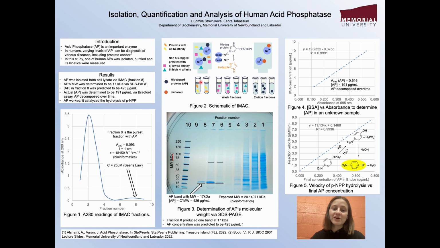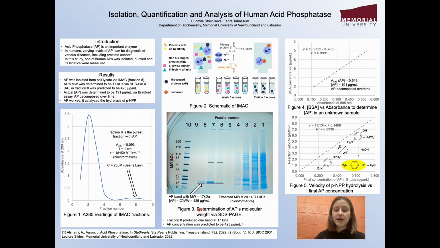We then performed something that's called SDS-PAGE, or just gel electrophoresis, and the principle of it is we loaded all of our different fractions, and all the different proteins in those fractions separated based on their molecular weight. And we also have this molecular weight marker that we loaded to determine all the different molecular weights produced. So this basically confirmed that fraction 8 does indeed have our acid phosphatase, and it's the purest fraction because it only has one band. And we also determined that the molecular weight of our acid phosphatase is 17 kilodaltons, which is pretty close to 20 kilodaltons that we were expecting, and we got this value from bioinformatics.